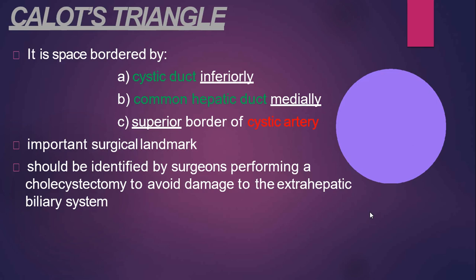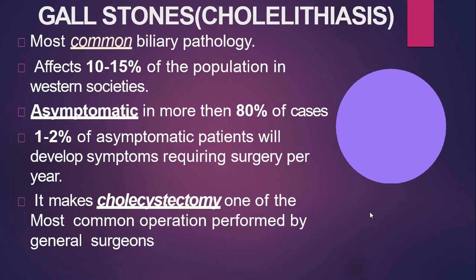Now what is Calot's triangle? Calot's triangle is again a very important landmark for the surgeon when performing surgery on the gallbladder. It is bordered by the cystic duct inferiorly, the common hepatic duct medially, and the superior border of the cystic artery. It is an important surgical landmark and should be identified by surgeons performing cholecystectomy to avoid damage to the extrahepatic biliary system.